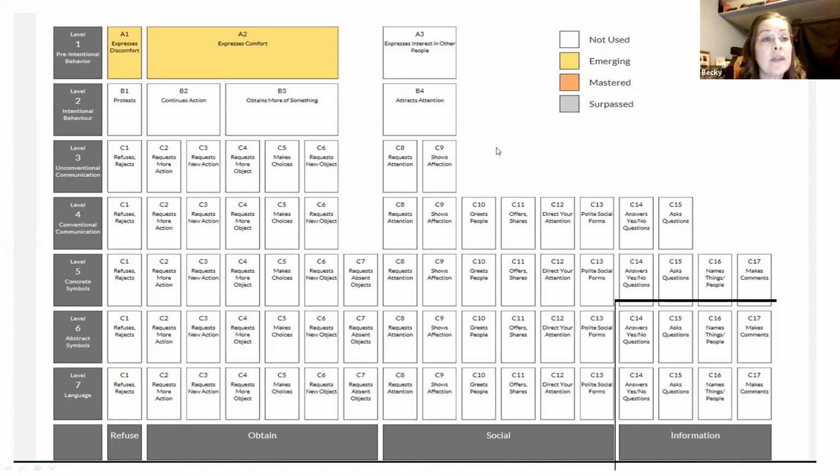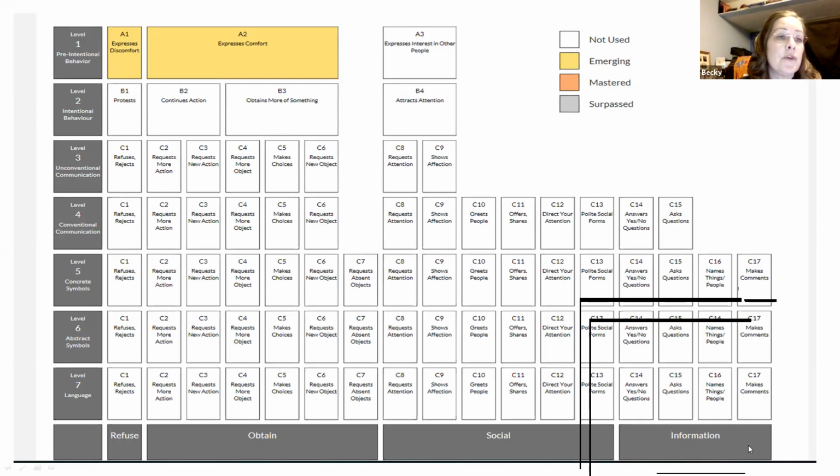So let's move up. Let's look really quickly at level 2, and that's intentional behavior. And the behavior, again, is under the individual's control, but it's not yet used for communicating intentionally. And so the caregivers are still interpreting this child's needs from behaviors such as body movement and facial expressions, vocalizations, and eye gaze. And our typically developing kids are about 3 to 8 months in level 2.